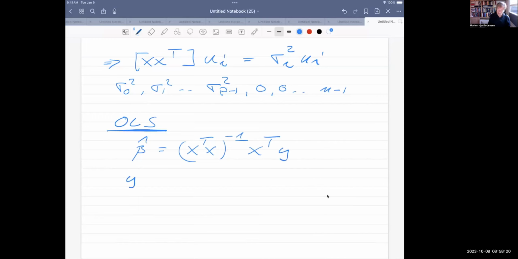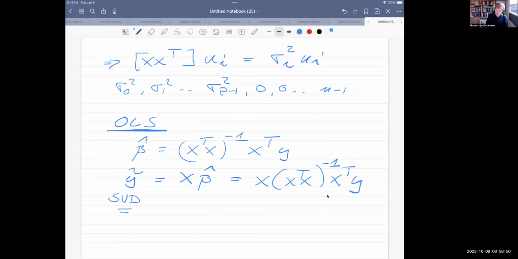Now the model which we create then with these optimal parameters is equal to X times beta optimal, which again is the same as X (X transpose X) inverse X transpose Y. Now, what you can show then, and this is part of the exercises at the end for this week, is that we can write this in terms of the singular value decomposition. So this will be given by the matrix U times sigma times V transpose. That's the first part here.